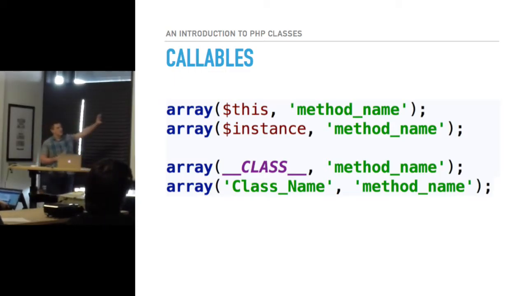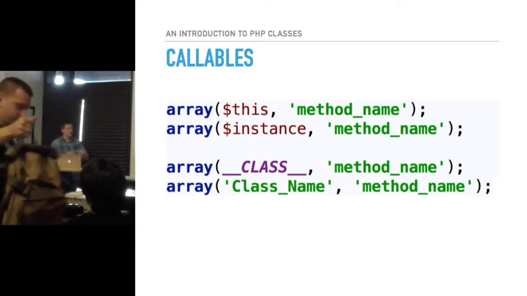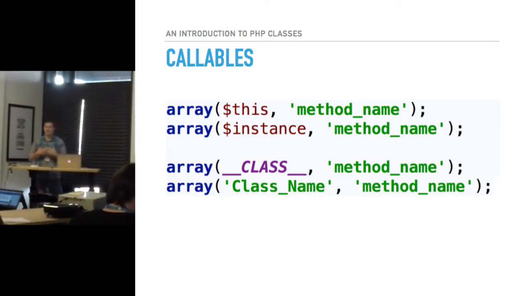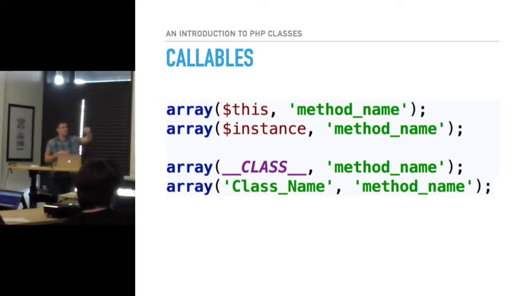So the two items on the top here deal with classes that you instantiate, and the two on the bottom deal with classes that have static methods that you want to access. If you've created an object that has to be instantiated, and you're trying to add a callback within that class, you can use $this to reference the current class, and then the name of the method you want to call, and you put it into an array in that format, and now you have a callable or a callback that you can assign to a WordPress action or a filter.